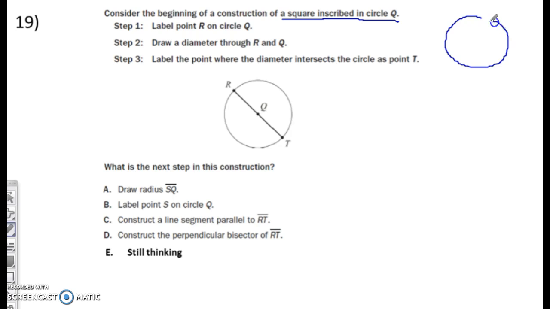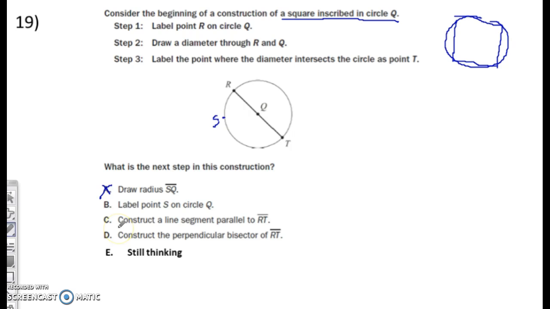So ultimately, we want a square where all of its vertices touch the circle, something like that. Okay? So if we draw a radius SQ, well, we don't even have a point S, so that's just crazy talk. You could label point S on the circle. You know, that's a possibility. I'm not going to mark that out yet, but we're just randomly labeling any point S. That seems a little bit random.